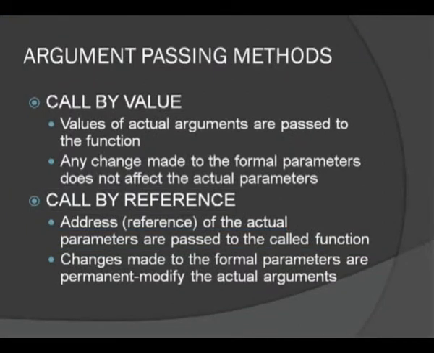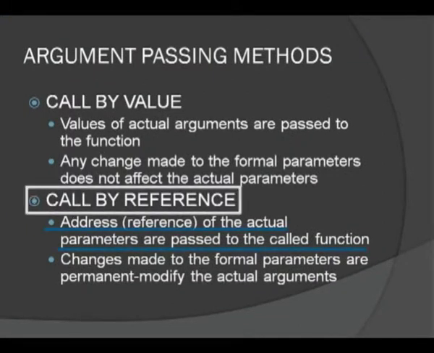What you have to remember here is, in call by value only a copy of the original value is sent to the function which is called. No change that is made in the function has any effect on the actual arguments. Whereas in call by reference we do not pass the value, but we pass the address or the reference of the actual parameters to the called function.